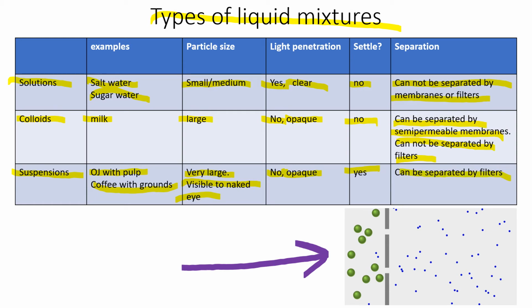We use filters for our coffee. You're familiar with how they work. The particles are large enough that they're going to be caught by those filters, and you can separate them. So when we're looking at our different types of liquid mixtures, the real properties are all based upon particle size. The light penetration, will they settle, how they're going to be separated, if they can be separated easily, is all based upon the particle size. So that's something you're going to want to really pay attention to, because that's what really differentiates solutions, colloids, and suspensions: how big are those particles.